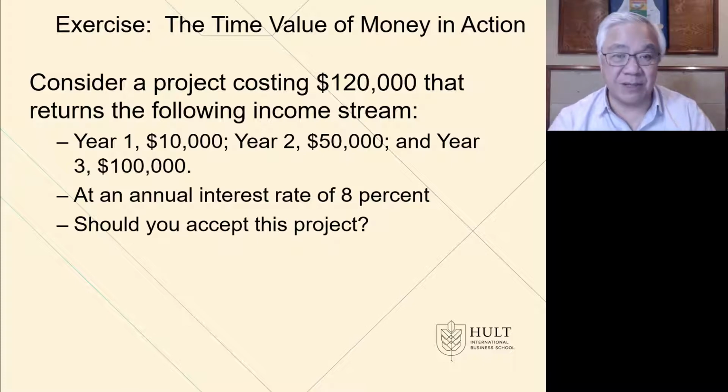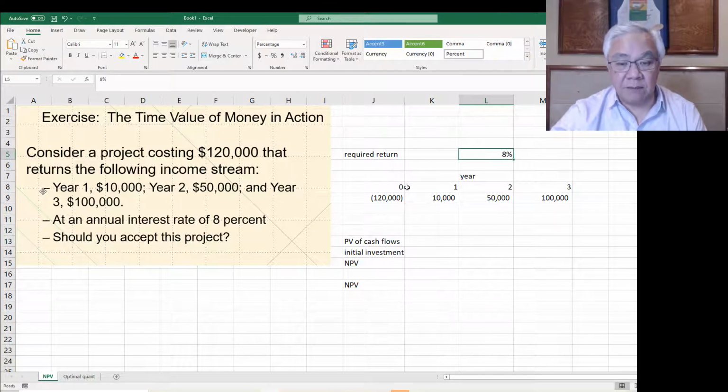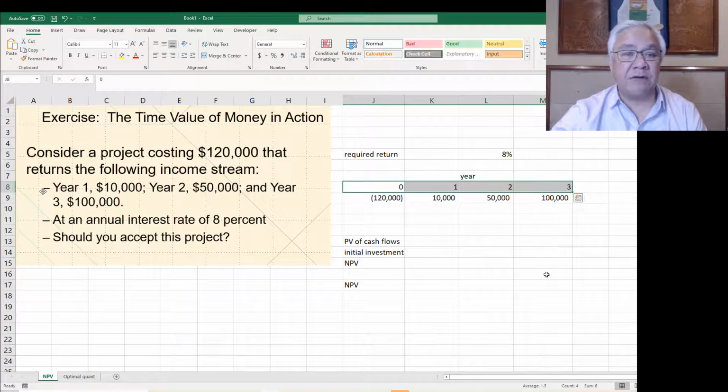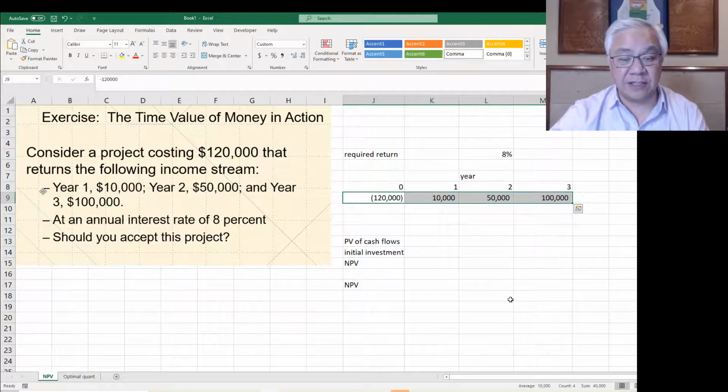Again, it should be pretty much a review. Here we have the problem on the left and the structure on the right just to facilitate. So we have the rate of return, 8%. We have the time frame from time 0 out to time 3. We've input the relevant cash flows that relate to each of those.